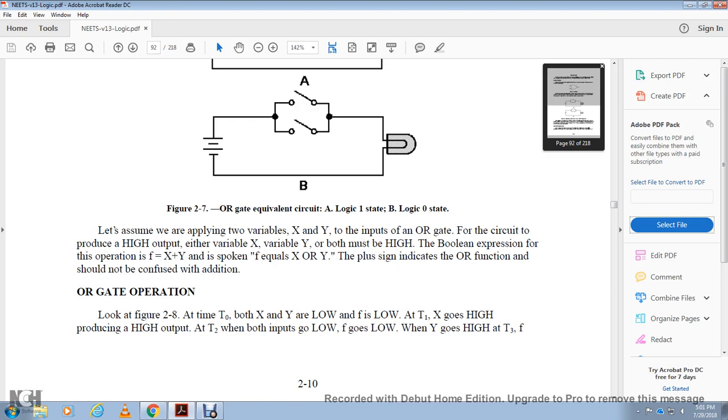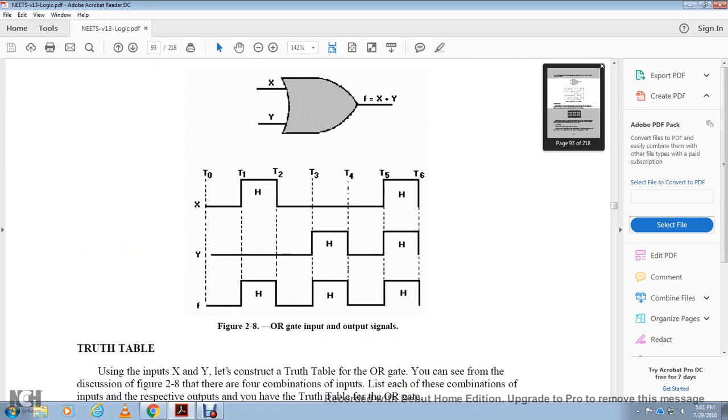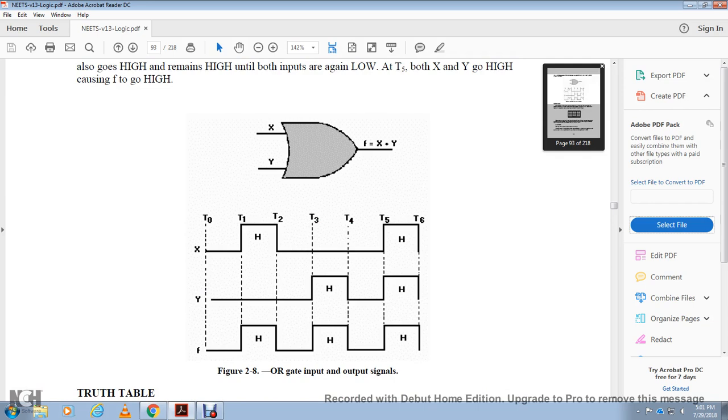The OR gate operation. Look at figure 2-8. It shows that at time interval 0, both x and y are low, and F is low. At time 1, x goes high, producing a high output. At time 2, both inputs go low, and F goes low. When y goes high at time 3, F also goes high, and remains high until both inputs are low again. At time interval 5, both x and y go high, causing F to go high. Figure 2-8 shows the OR input and output signals, time intervals 0 through 6, for X, Y, and Z.